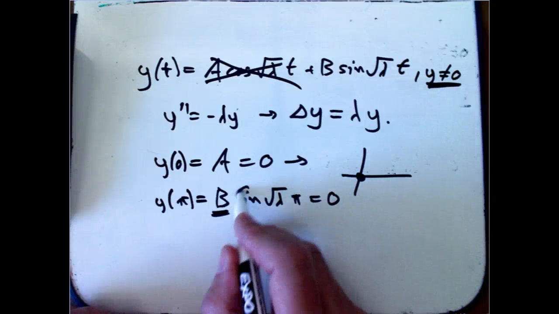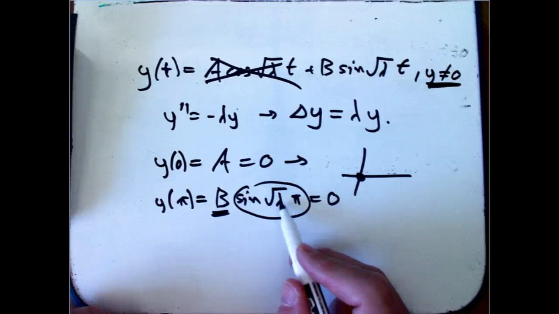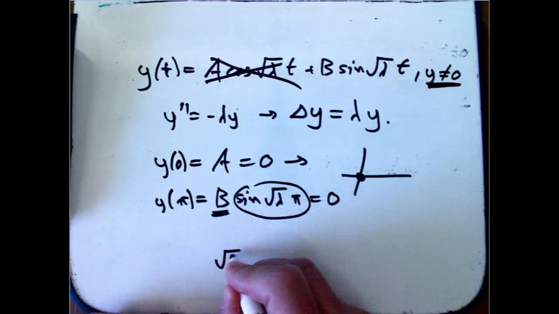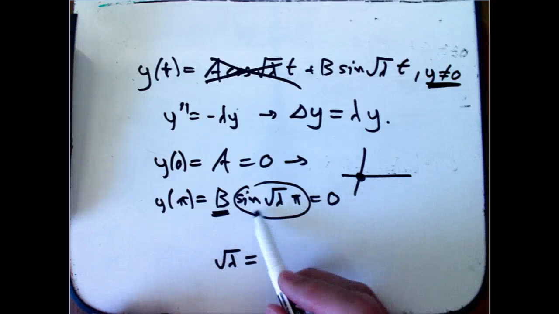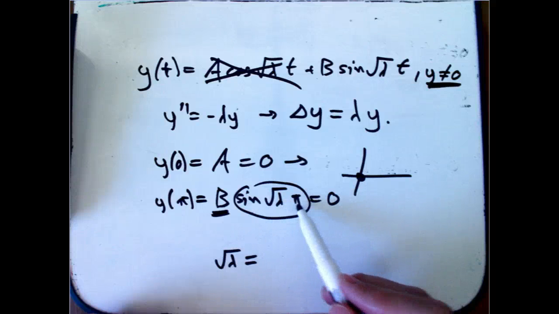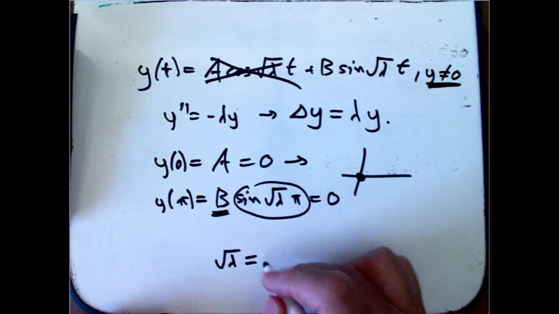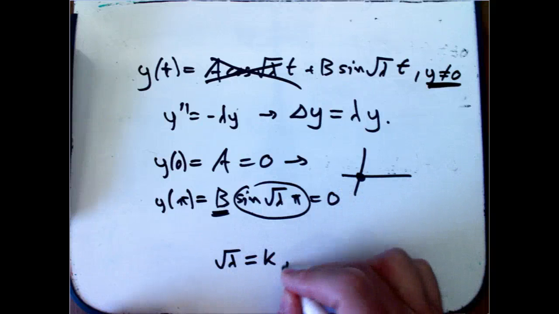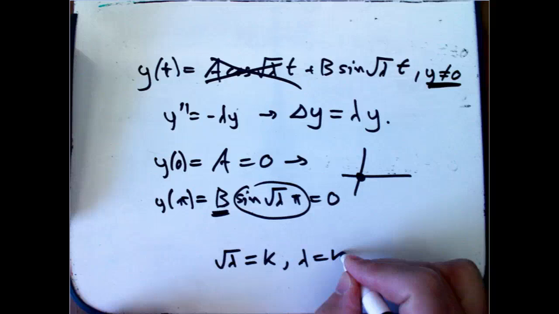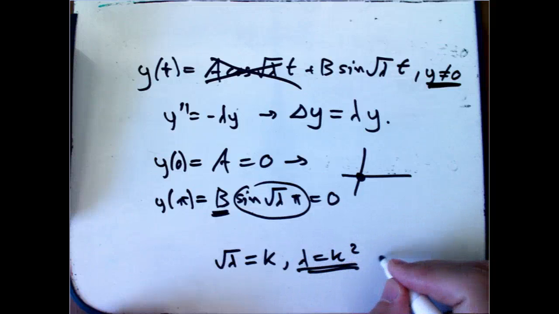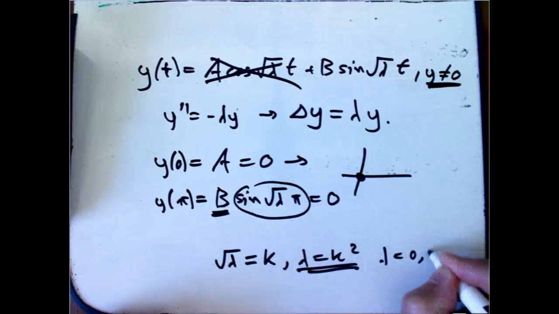So that means this guy has to be 0. That says something about lambda. It says that root lambda, well, let's see, what kind of thing sine something times pi is 0? Oh, it's integers. Sine vanishes at exactly the integer multiples of pi. So root lambda has to equal, let's say, k, or in other words, lambda equals k squared. So lambda equals 0, 1, 4, 9, etc.